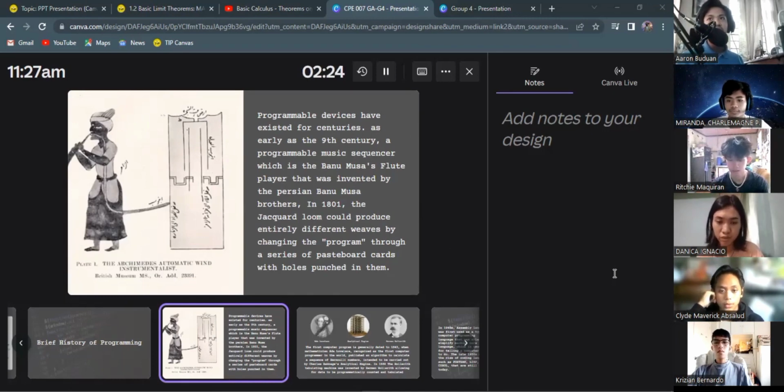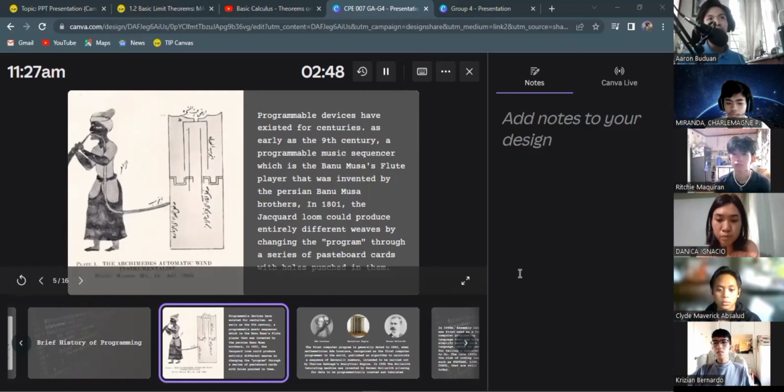As early as the 9th century, a programmable music sequencer, which is the Banu Musa's flute player, was invented by the Persian Banu Musa brothers. In 1801, the Jacquard loom could produce entirely different weaves by changing the program through a series of pasteboard cards with holes punched in them.